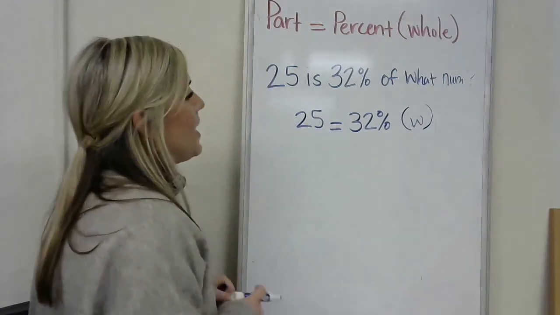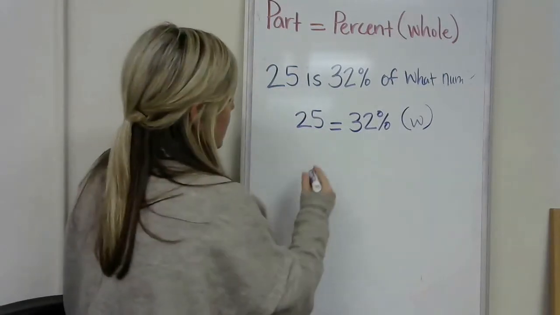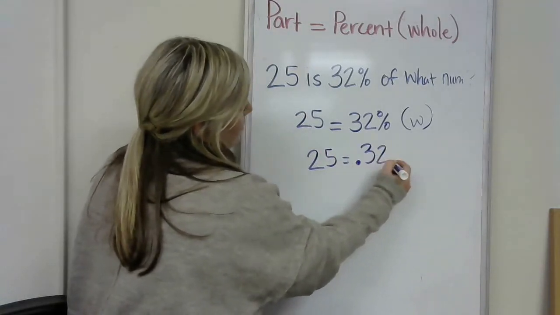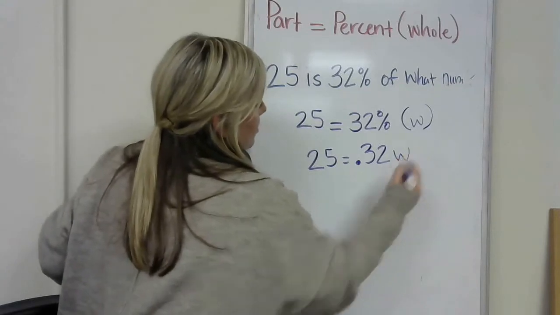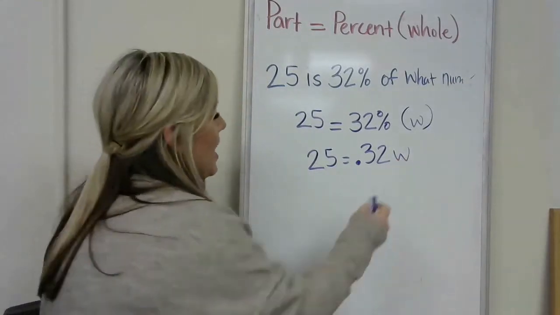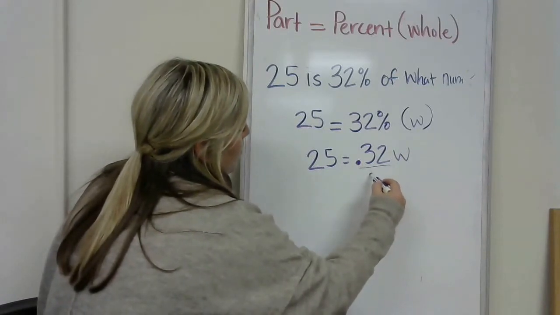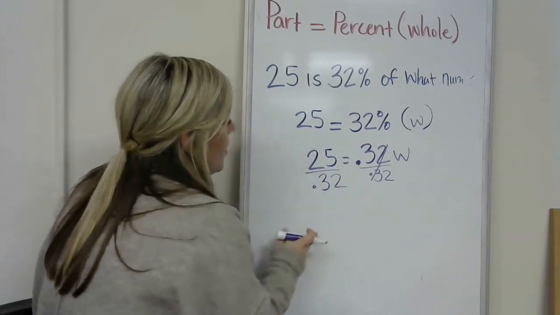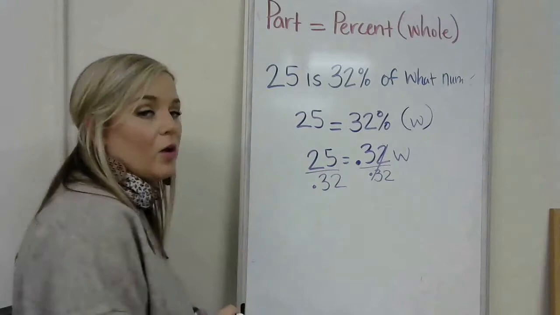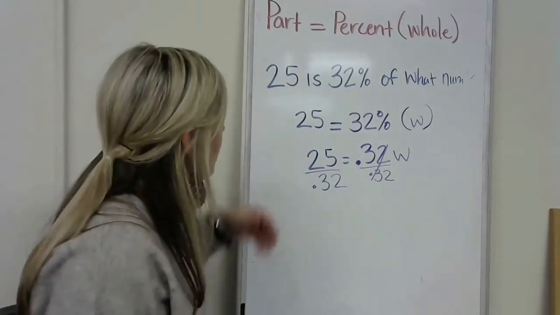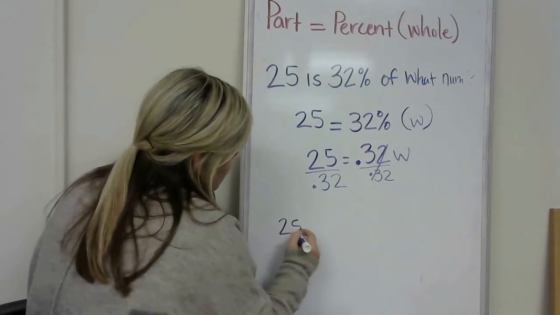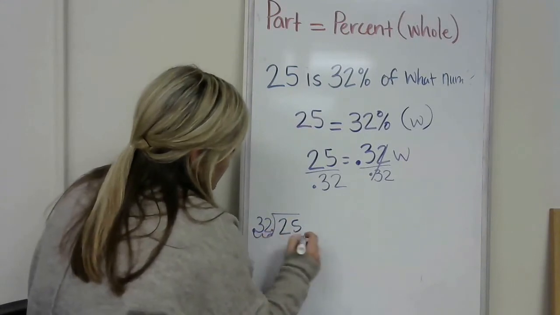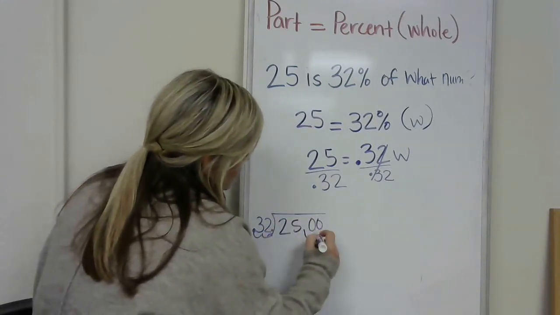We don't know W. Now we have to turn our percentage into a decimal, right? 25 is equal to 0.32, dividing by 100, times W. Now you guys know I've got to get rid of the 0.32 by dividing by 0.32. That leaves W by itself. Now, I'm T-bowing this. This is a division problem. Don't look at it as a fraction, look at it as a division problem. So 25 goes in my division box and 0.32 goes outside. I've got to move it 2 places, and I've got to move it 2 places here.